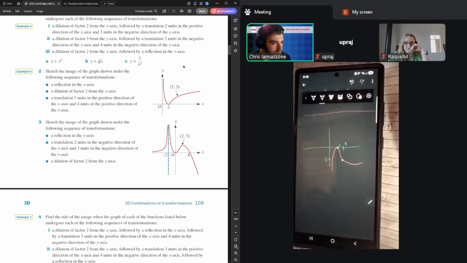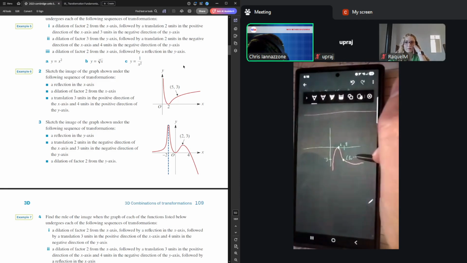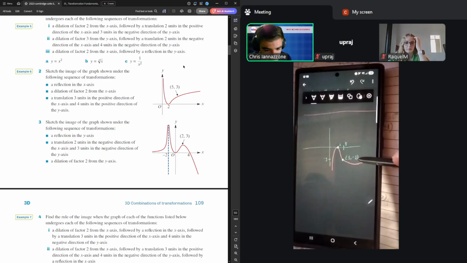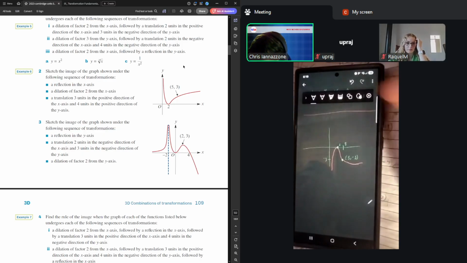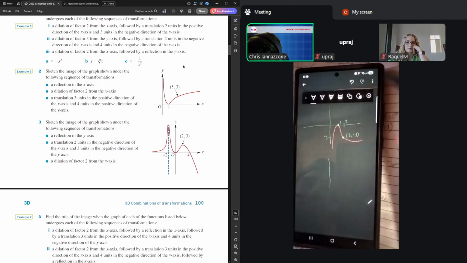From the x, of course, means going in the y direction. But reminder, we're starting at this thing here. So shall we label this point 5, -3. A dilation factor of 2 from the x means multiply all of your y values by 2. The only y value that we have is that -3, so that's now going to become a -6. And that's a 0, so that's still going to be a 0.